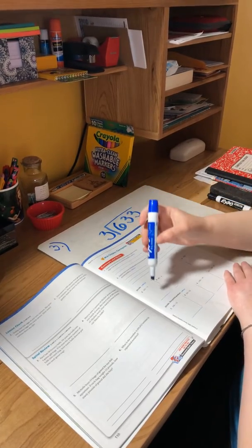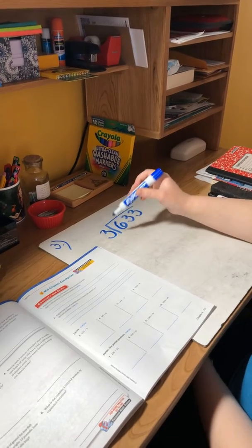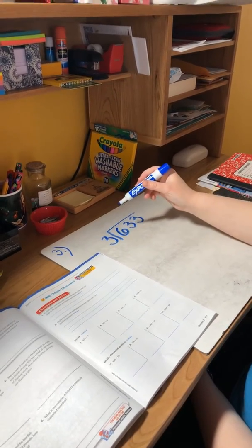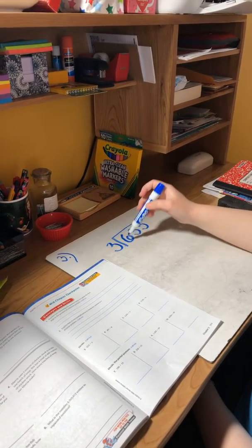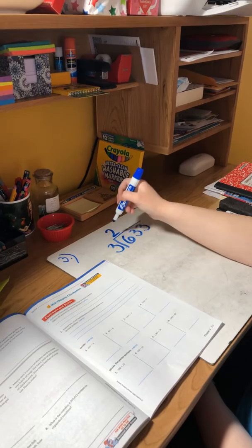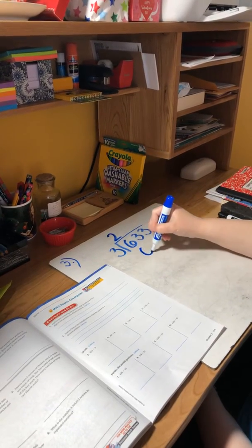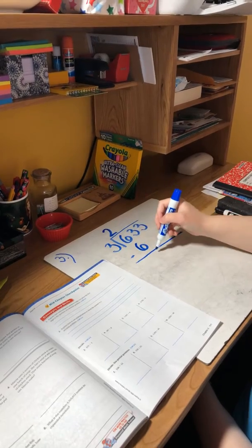I don't want it to be frustrating. Alright, so let's do number 3. So we're just going to divide 633 divided by 3 just regularly. Alright, so 3 goes into 6 how many times? We know that 3 times 2 equals 6, so we put the 2 above the 6. 2 times 3 is 6. And now we subtract it. 6 minus 6 is 0.